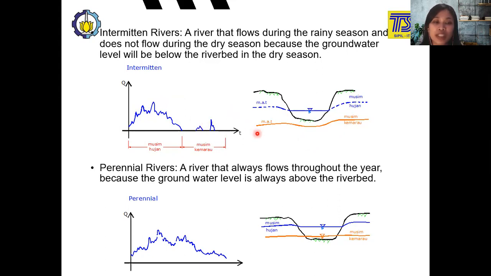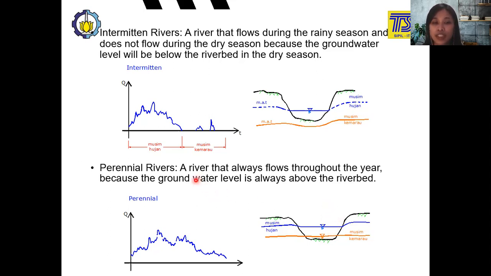The third one is the perennial river. This is the river that always flows throughout the year. It doesn't matter if it's rainy season or dry season, the water is always flowing in the river. The difference is only in the water level, because in the rainy season, the water level should be higher than in the dry season. So in the dry season, there's still water flowing in the river, but the discharge is small. But in the rainy season, the discharge is quite big, so the water level becomes higher.